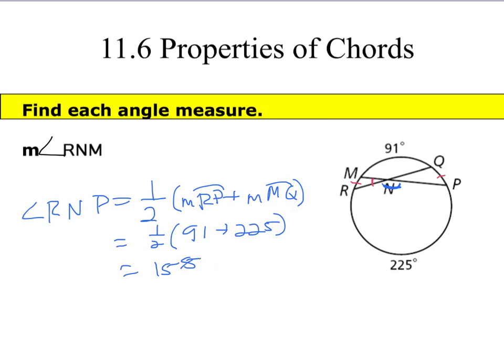Then now that I found this RNP, how could I figure out RNM? Well, if you remember this from all the way back in, I believe it was chapter 1, possibly chapter 2, these two angles are called, starts with an L, linear pair. So when they are a linear pair, they are also supplementary. The angle RNM is equal to 180 minus RNP, which is 158.